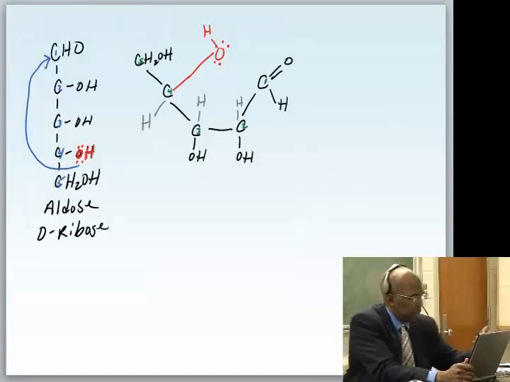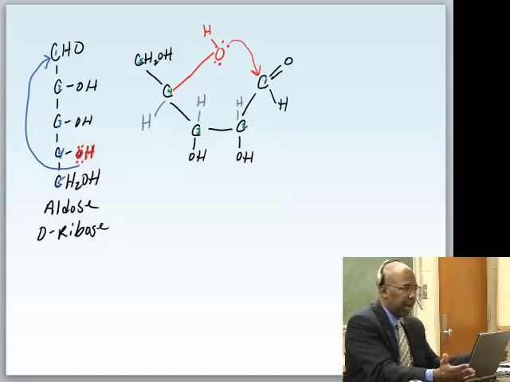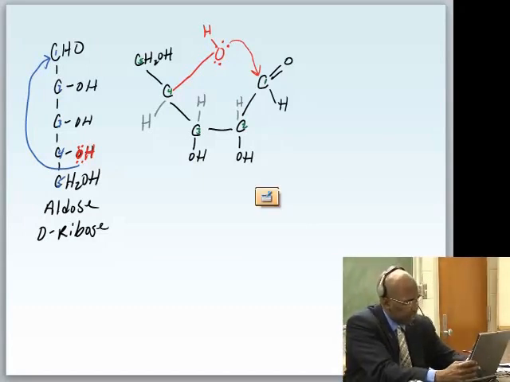Okay, and this should be easy to see here. What's going to happen? These electrons are going to attack the carbonyl, and then we're going to create the bond, just like before. Nothing new. So now let's close the ring.